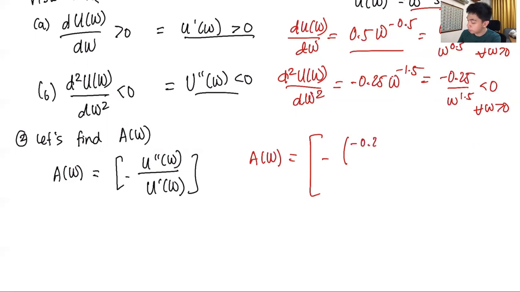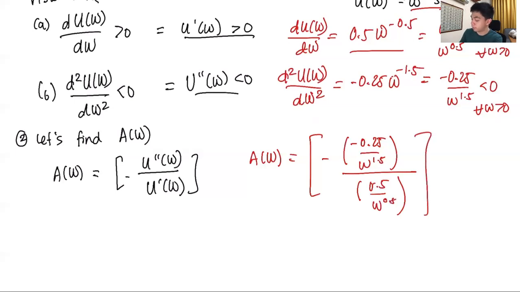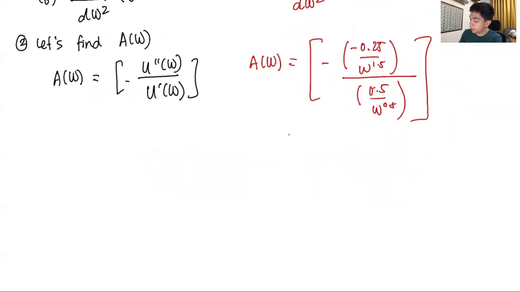That's negative 0.25 over W raised to 1.5 over, excuse me, that's 0.5 over W raised to 0.5. That's the first order derivative. Then if you simplify this one, the negative here and the negative here cancel out. Negative times a negative is just positive 1. So you get 0.25 over W raised to 1.5 times, okay, so you take the reciprocal of that in the denominator. So you could divide two fractions.